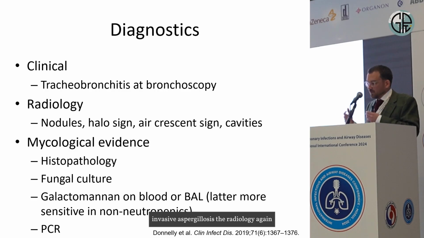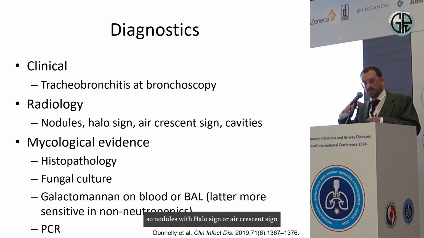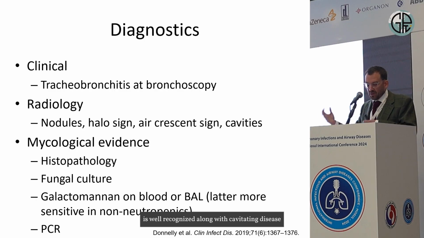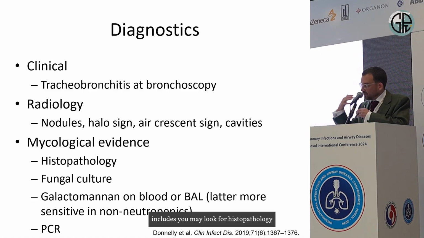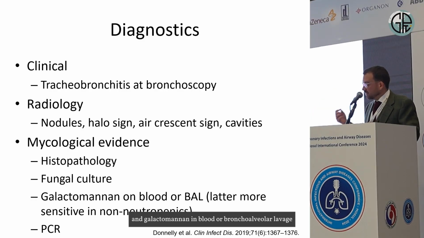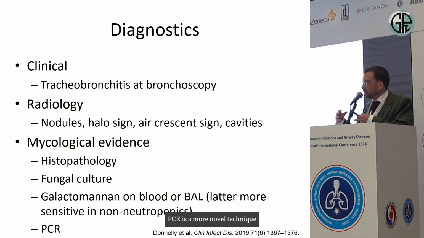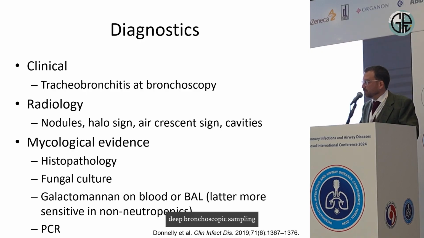The radiology, again, there are some typical findings, particularly in the neutropenic host. So nodules with halo sign or air crescent sign, particularly in recovery of neutropenia, is well recognized, along with cavitating disease. And mycological evidence that you would look for includes histopathology, so sampling or cytology. You may grow it in fungal culture, and galactomannan in blood or bronchoalveolar lavage. PCR is a more novel technique, and it's probably slightly less well validated on deep bronchoscopic sampling.